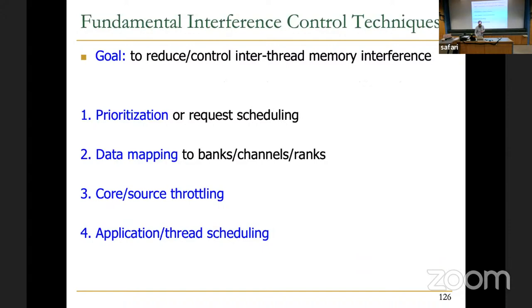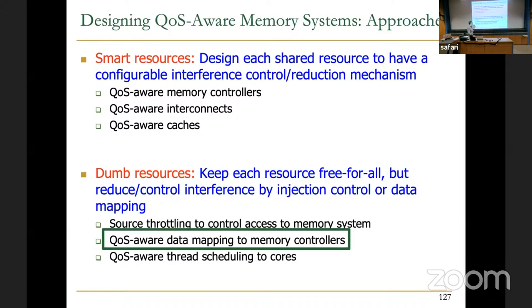This is an example of the dumb resource approach, right? Basically, we're not going to make the memory scheduler smarter, but we're going to make an intelligent mapping decision across the memory controller so that the memory scheduler doesn't have to do much. But we will see that if you actually make the memory scheduler smarter on top of this, you'll get even better benefits. So you can combine the approaches, as this paper shows.